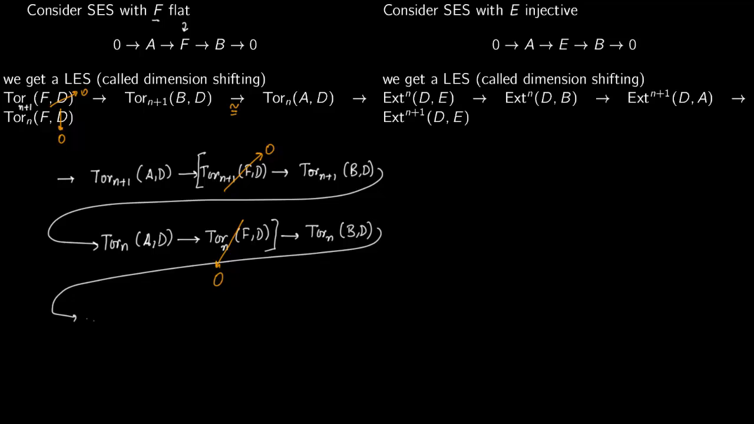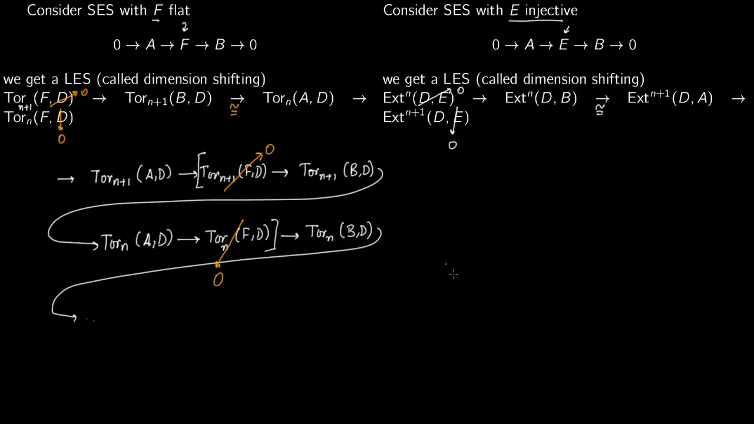So now you consider another short exact sequence. Now E is injective. You apply the Ext group to it, you get a similar sequence: Ext n, D comma E, Ext n, D comma B, Ext n plus 1, D comma A. So this is here, notice that this n is increasing. So again, since E is injective, this will be 0 and this will be 0. So you have an isomorphism right here.